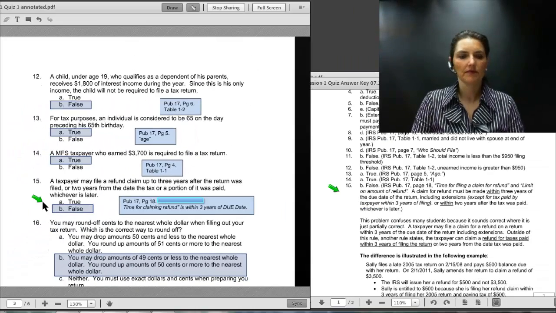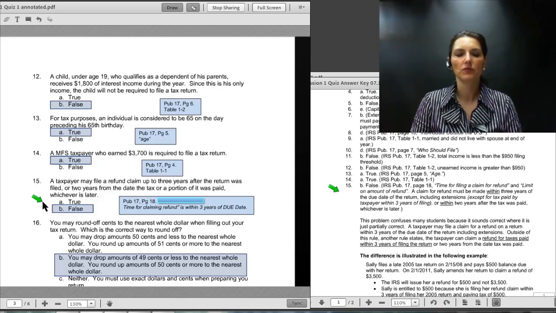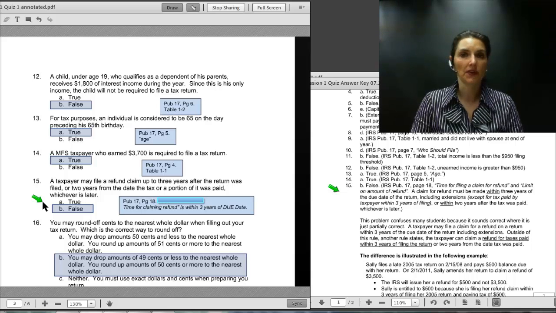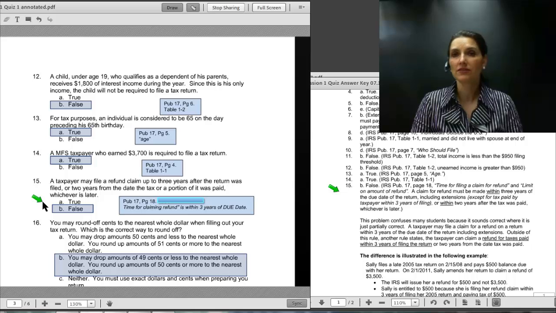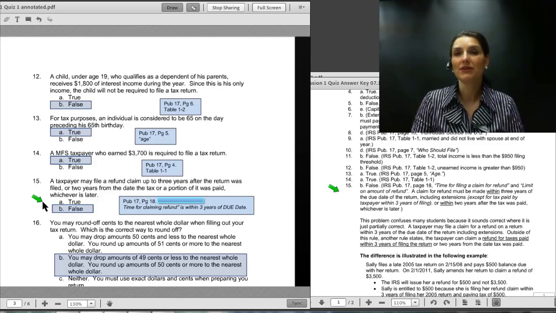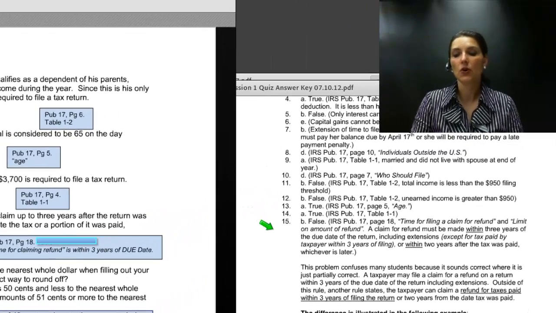Question number 15. A taxpayer may file a federal refund claim up to 3 years after the return was filed, or 2 years from the date the tax or a portion of it was paid, whichever is later. The answer to this question is false, and we've had a lot of complaints from a lot of students over the years who think that we've made a mistake here. But the answer really is false, and it's because we're getting into some very technical wording, where multiple situations appear to sound exactly the same, when in fact one or two words can make a very subtle but important difference. So to clarify, I have the answer key open in front of you.